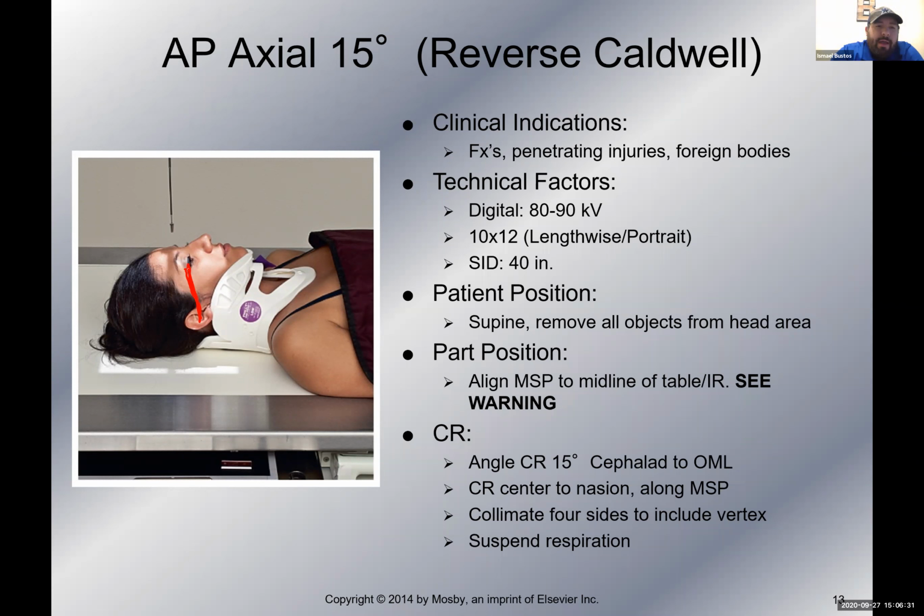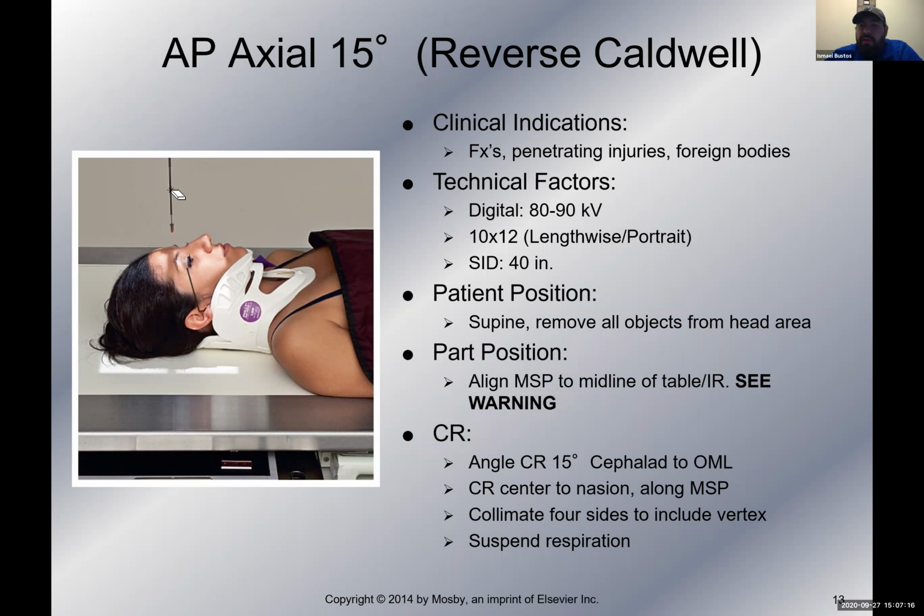But if I was to draw out, as straight as I can, this OML, right, that OML is drawn out. If I was to bring my CR and make it parallel to the OML, then I need to go 15 degrees cephalad from that OML. So the angle between there and there is 15 degrees. I started my CR parallel to the OML, and then I went 15 degrees from that OML cephalic. That's why it looks like the CR is perpendicular, but it's really 15 degrees cephalad from the OML, and that's what we want, okay?